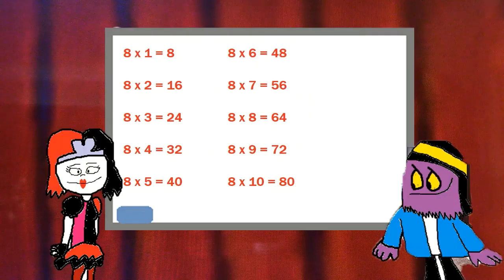All right. 8s, multiplying by 8s. I'm executing this just so you know. 1 times 8, 8. 2 times 8, 16. 3 times 8, 24. 4 times 8, 32. 5 times 8, 40. 6 times 8, 48. 7 times 8, 56. 8 times 8, 64. 9 times 8, 72. 10 times 8, 80.